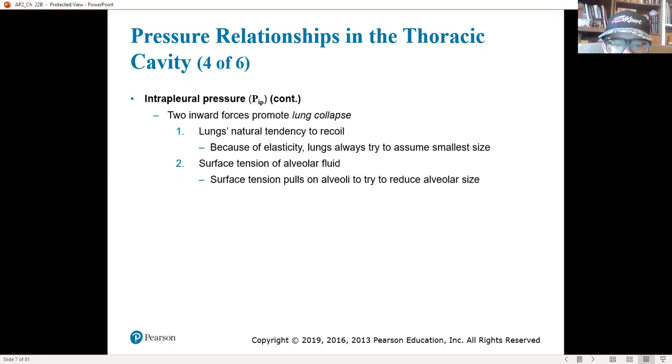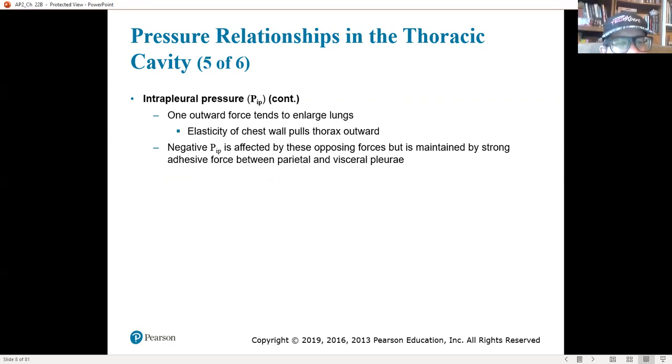All right, so interpleural pressure says one outward force tends to enlarge the lungs. The elasticity of the chest wall pulls the thorax outward. Well, yeah, but you also have muscles to do that. You have your intercostal muscles to do that. Negative interpleural pressure is affected by these opposing forces, but maintained by strong adhesion between parietal and visceral pleura. What they're saying is that the surface tension is strong with the serous fluid.